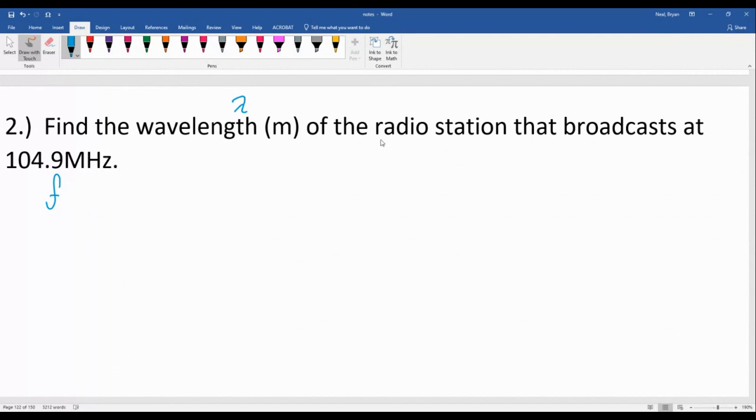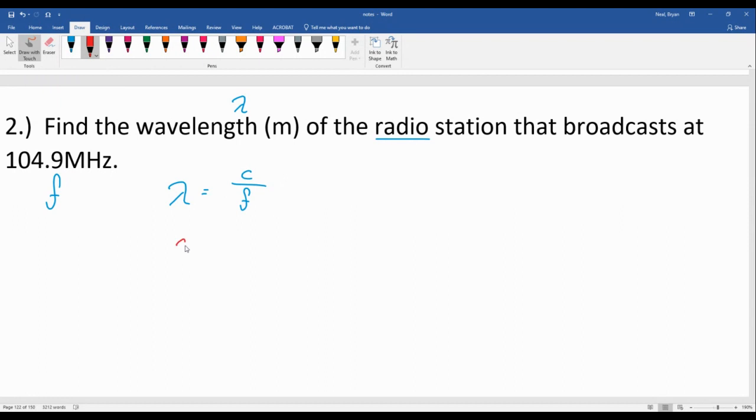What's going to happen now, because radio waves are a form of electromagnetic radiation, they actually propagate or move at the speed of light. So lambda, similar to a formula we saw before, instead of being v over frequency, is going to be c over frequency, just to show that it's the special speed of the speed of light.